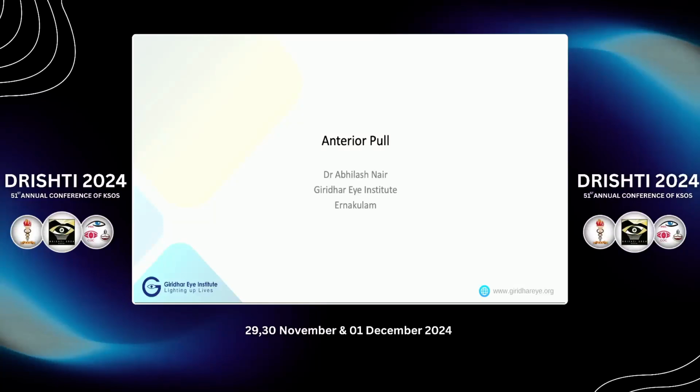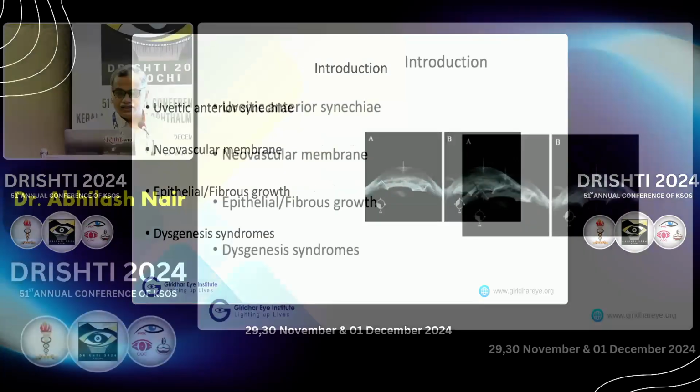So we have secondary glaucomas, and I'd like to thank Dr. Manoj for giving me this opportunity. So I'll be dealing with the anterior pull mechanism in secondary glaucomas.